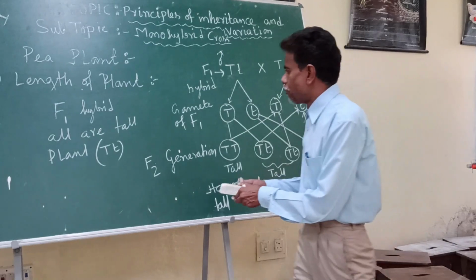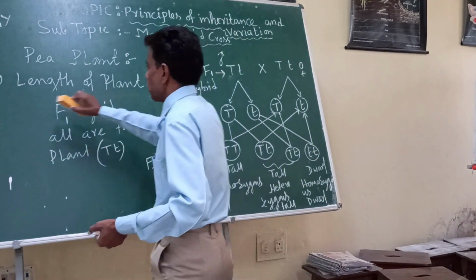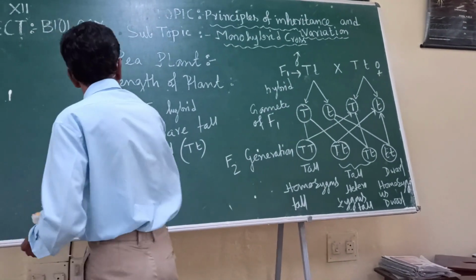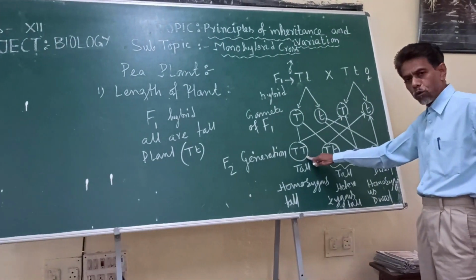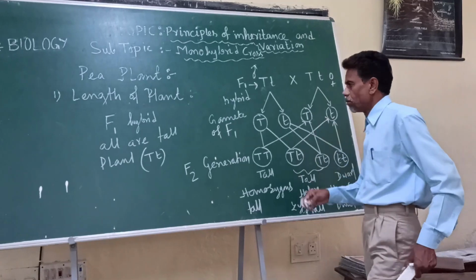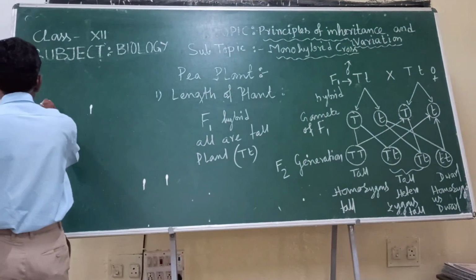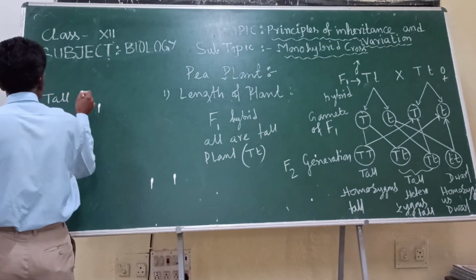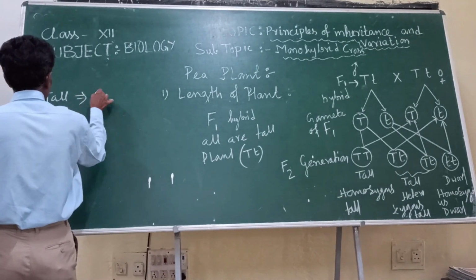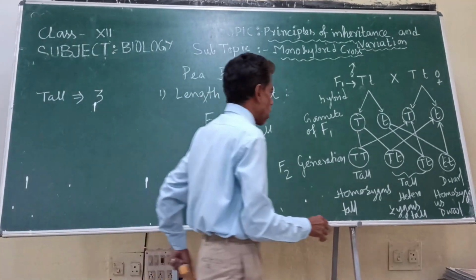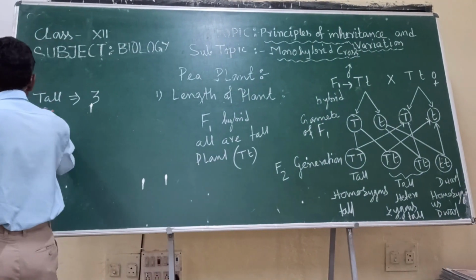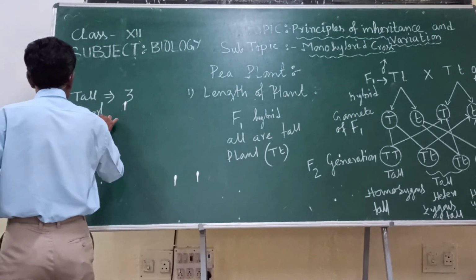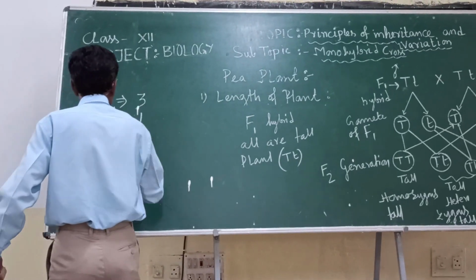So let me rub this part here. If we see how many tall plants are there in the F2 generation: 1, 2, 3. So 3 are tall. How many dwarf plants are there? Only 1 dwarf. Only 1.